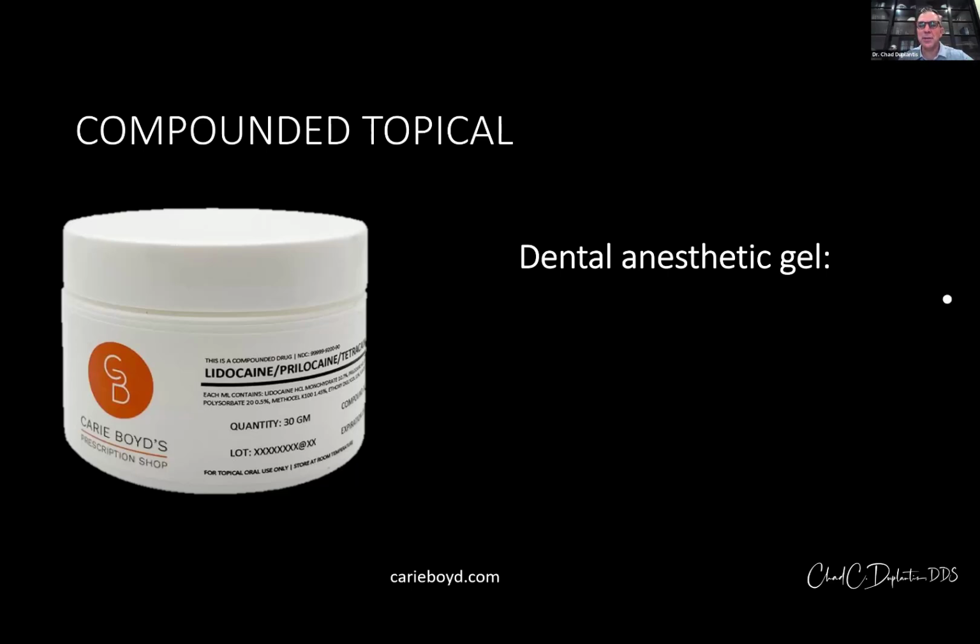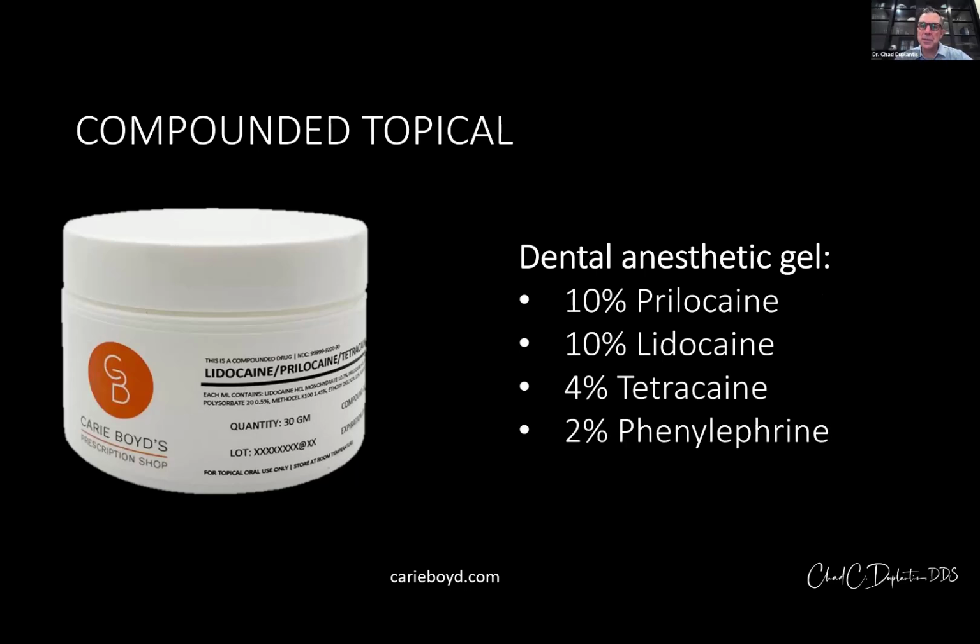Now, why do I bring this up? This topical is 10% prilocaine, 10% lidocaine, 4% tetracaine, and 2% phenylephrine. I bring this topical up because a lot of the procedures that we perform can be done with just topical anesthetic. That's not all procedures, and it's very patient dependent. Now, one thing that's very important about this topical is this stuff is so strong that it is wonderful. I utilize this for blocks. I utilize it for small laser procedures, definitely aphthous ulcers and herpetic lesions.